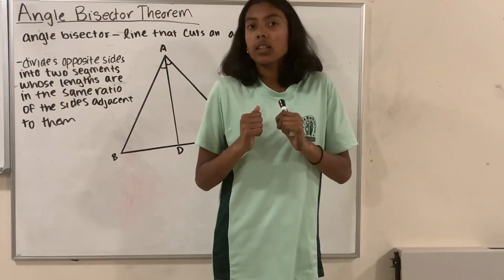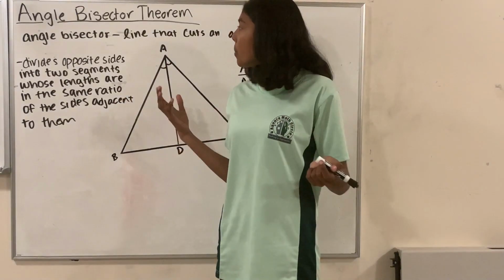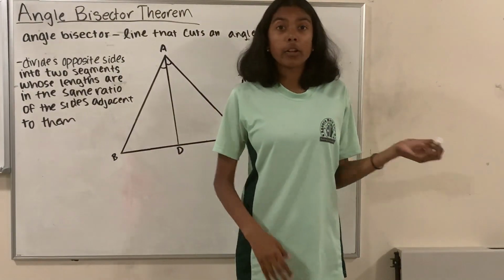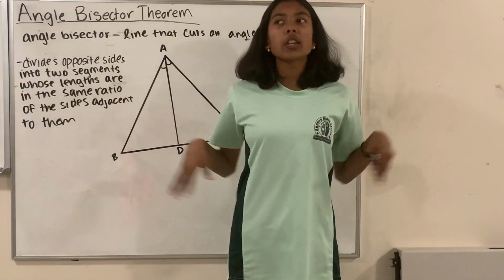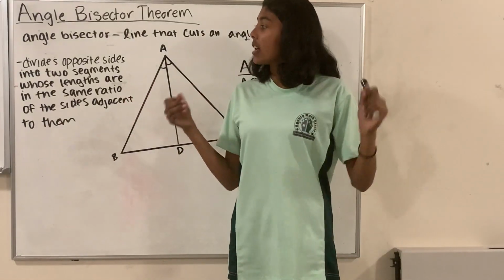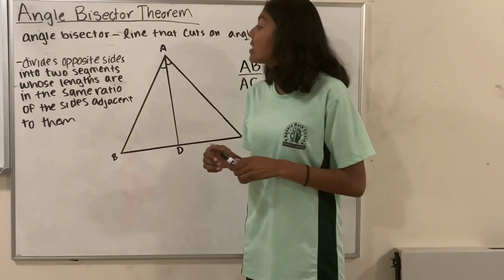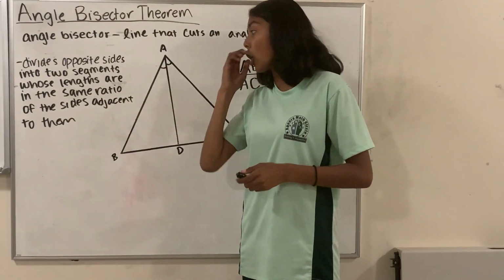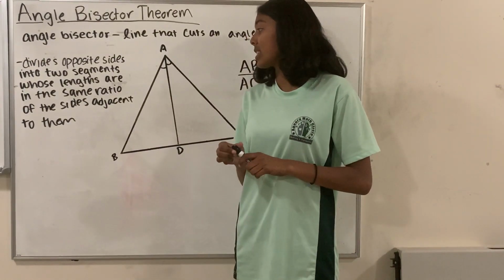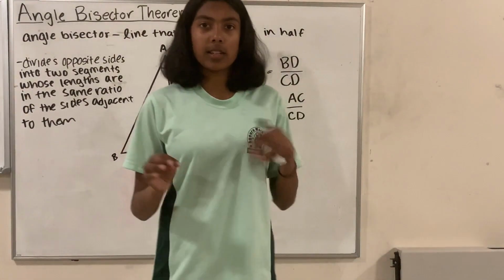Now we move on to our next topic, which is the angle bisector theorem. And basically, an angle bisector is a line that cuts an angle in half. And there's a special thing in a triangle when it comes to the angle bisector theorem. And that is that an angle bisector divides opposite sides into two segments whose lengths are in the same ratio of the sides adjacent to them. Now that might be a bit confusing, so I have a picture and a little formula.